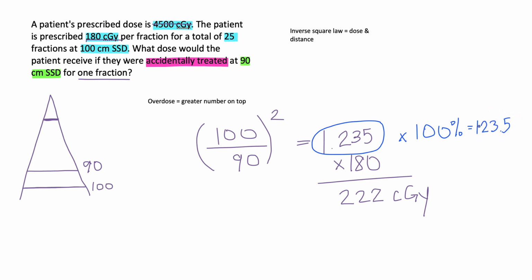So this is an overdose. They're getting more than 100%, but how much more? Let's just subtract 100, and we're going to get 23.5%. So this patient was treated at an overdose of 23.5%. And those are the two major ways these questions can be asked.